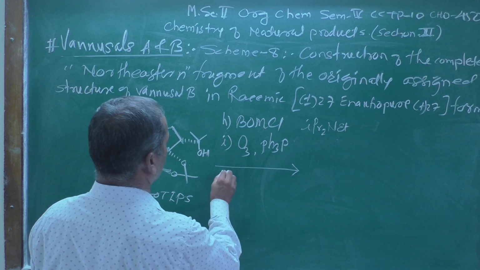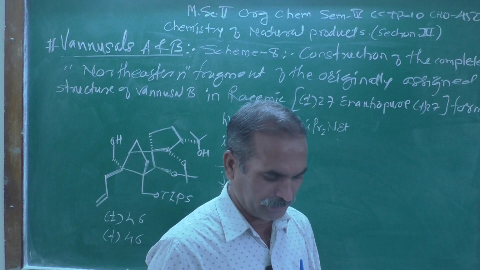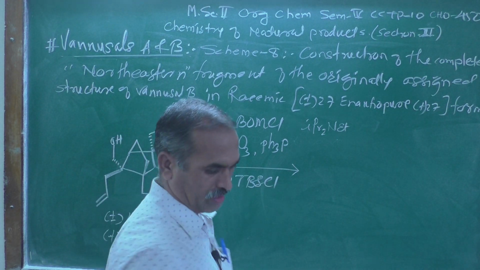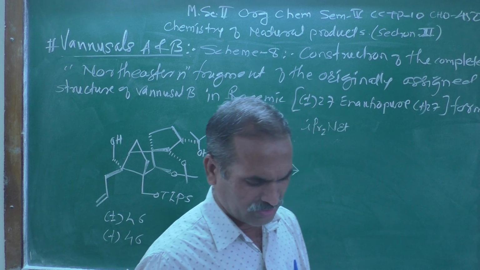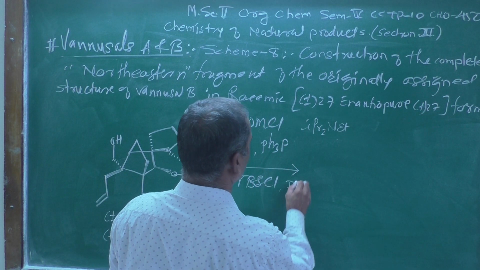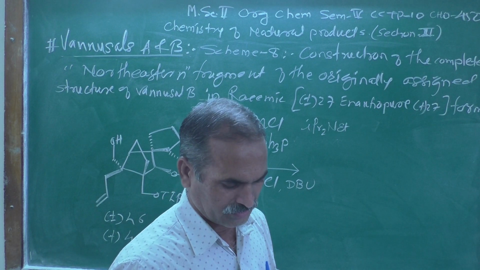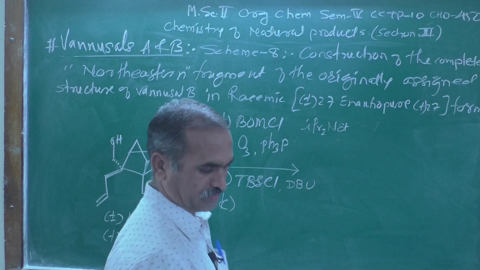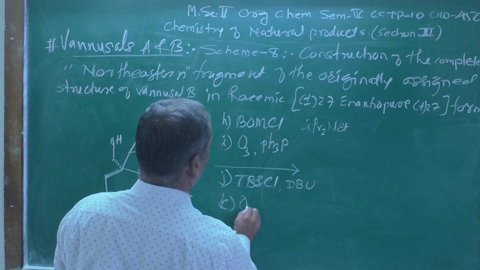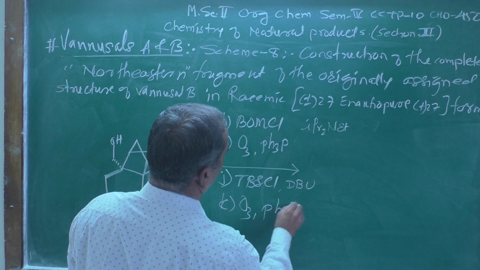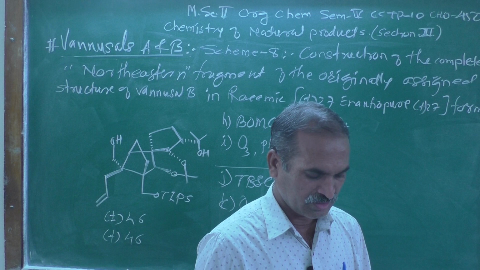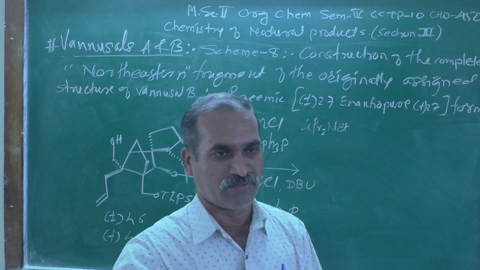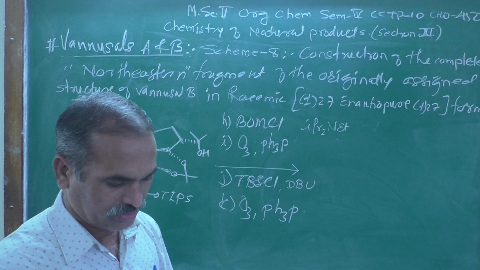followed by the J reagent, and the J reagent will be TBSCl, DBU, followed by the K reagent, and that K reagent will be once again ozonolysis, PPh3, triphenylphosphine. After the addition of these reagents, step by step or one by one, what do you get?